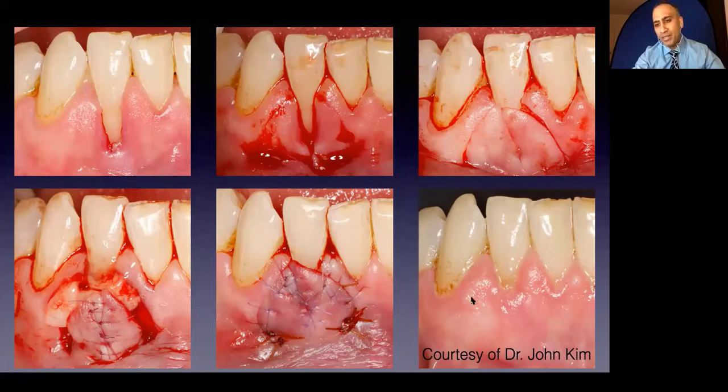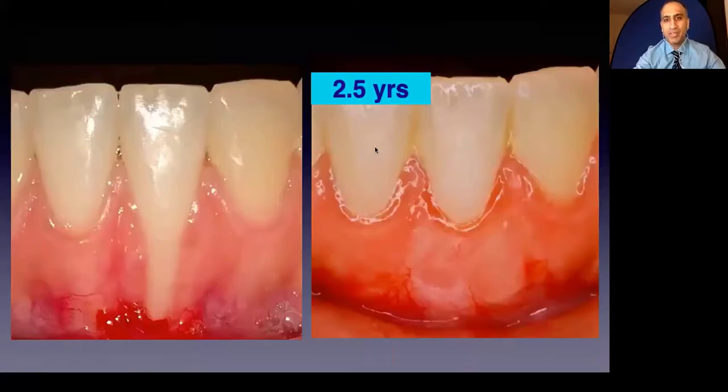At about 1 year, we can see how amazing his root coverage is. Not only has he gotten root coverage, but he's also gotten nice thick tissue and an increase in the zone of keratinized tissue. Here is one of my cases, which I recently saw for the 2.5-year follow-up. This patient was a 19-year-old girl post-orthodontic treatment, and we did a double papilla procedure where we were able to get complete root coverage and a nice increase in the zone of keratinized tissue. This result is nice and stable, and the patient is maintaining it very, very well.